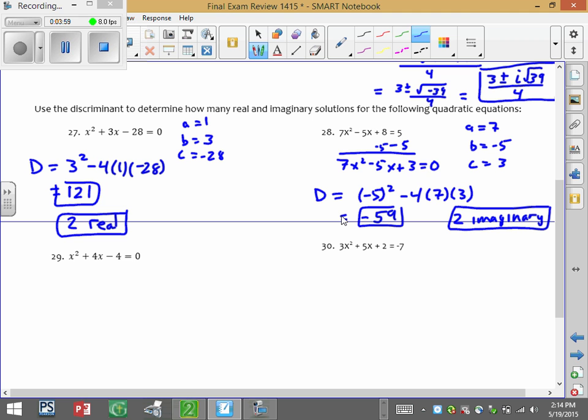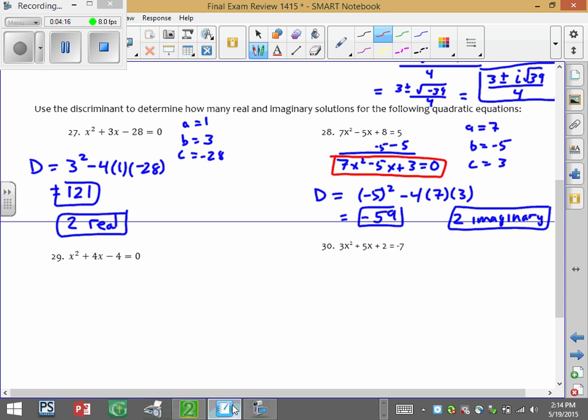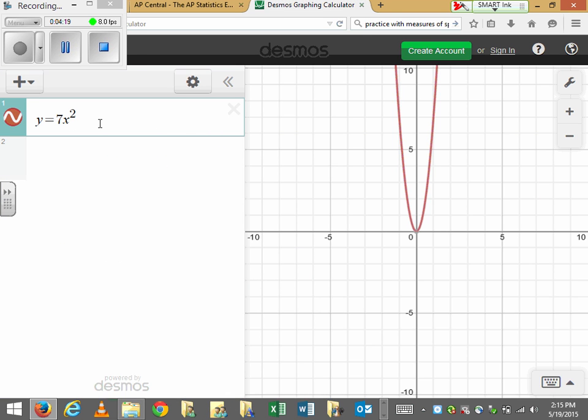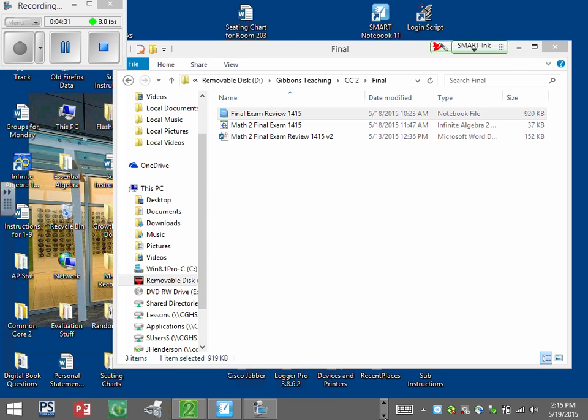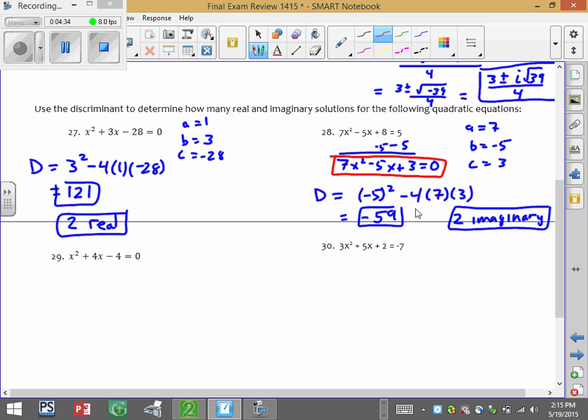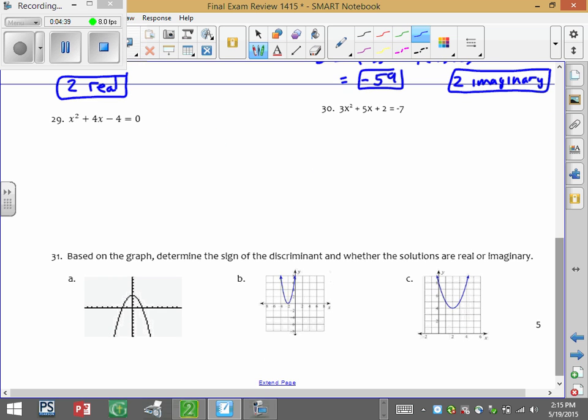One of the quick ways you can check this is to take your equation, now that we're in standard form, and put it into Desmos or your graphing calculator, so y equals 7x squared minus 5x plus 3. What we can see is that's a parabola that doesn't touch the x-axis. And what we remember from yesterday, that's 2 imaginary solutions. And sure enough, the way we just did this problem, we got a negative discriminant, which told us 2 imaginary solutions. So there's one way to check your answers as you go.